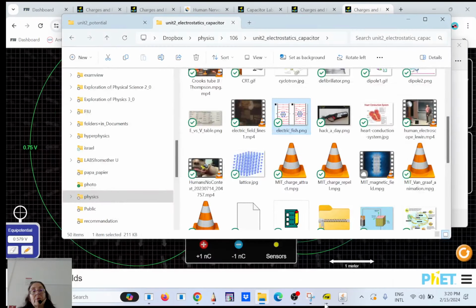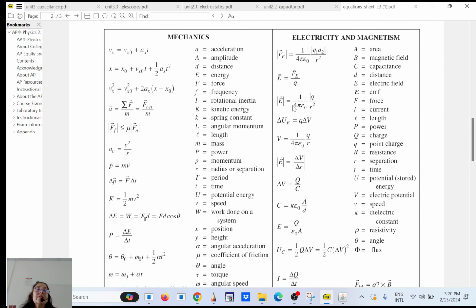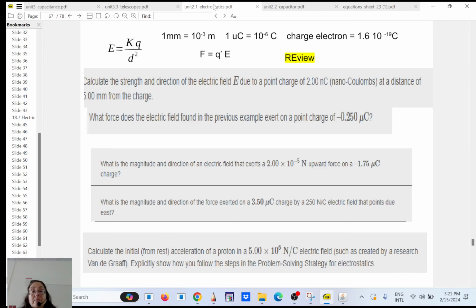Okay, and remember, you have the equation sheet here. Remember, electric field, this here, I forgot to tell you, 1 over 4 pi epsilon 0, that means k. That number here means 9 times 10 to the 9. It's the electric constant. Okay, did you hear? That number here is just 9 times 10 to the 9. It's the electric constant. Let's go back to my slide.